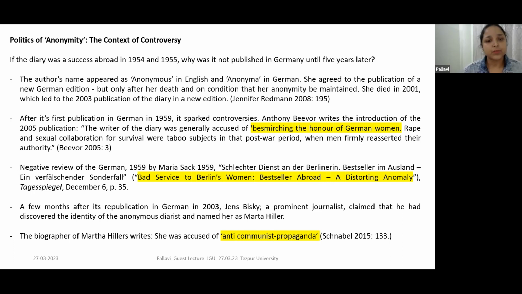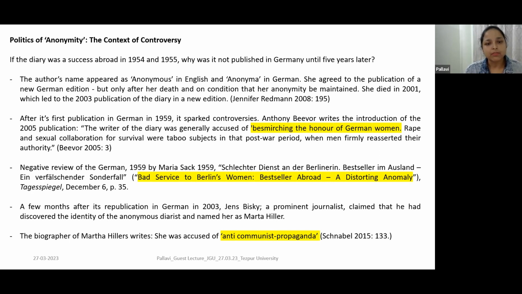The negative review of the German 1959 edition has this title, for instance: Bad Service to Berlin's Women, Bestseller Abroad, A Distorting Anomaly. This was the title of the review, written in the German language.